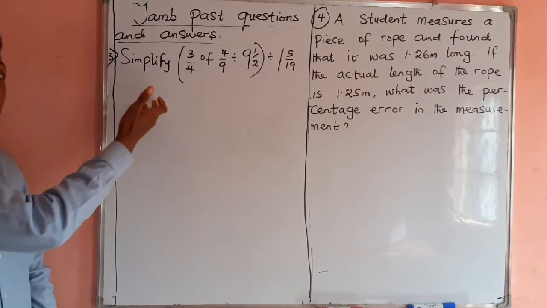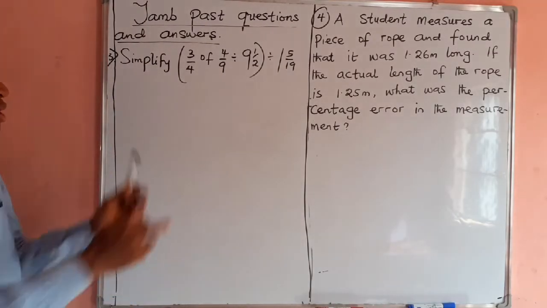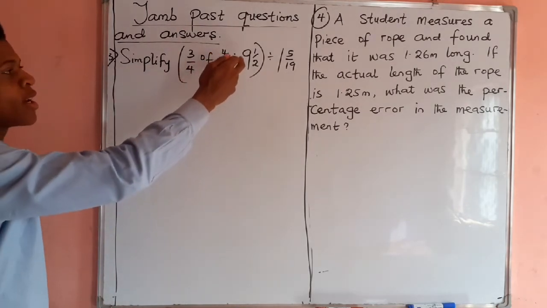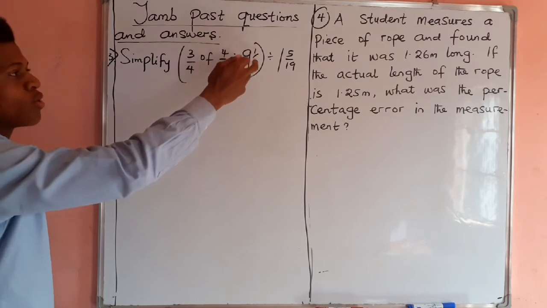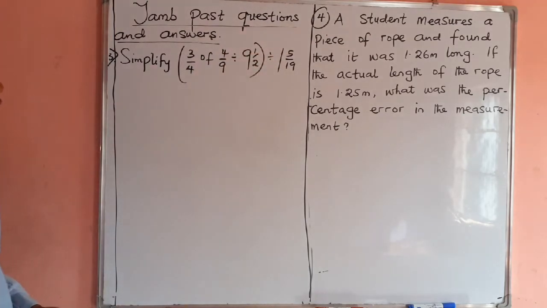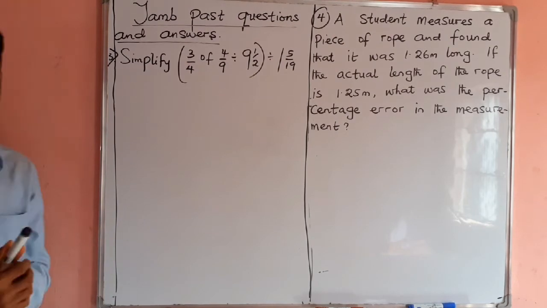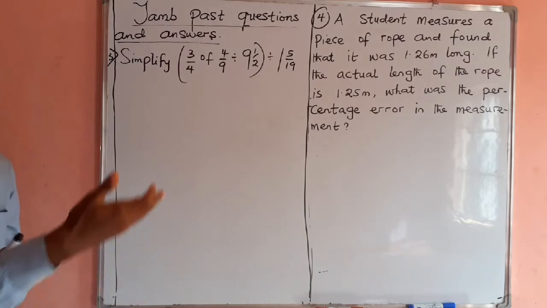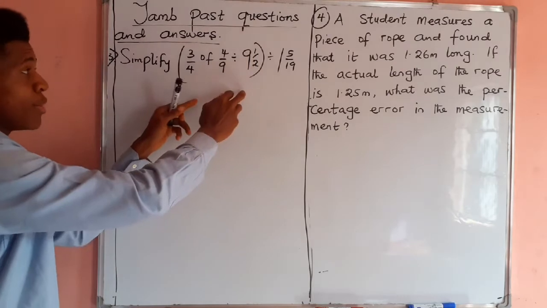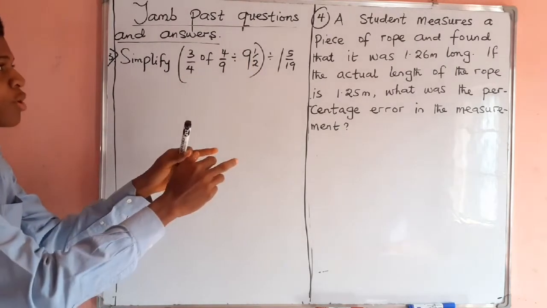And we're dealing with simplification of fractions. As you can see in these brackets, 3 over 4 of 4 over 9 divides this bracket, 9 whole number 1 over 2 divide 1 whole number 5 over 9. Okay, how do we tackle this? Using BODMAS, of course. BODMAS: brackets, of, division, multiplication, addition, and subtraction. So we have to deal with this bracket first using the BODMAS rule.